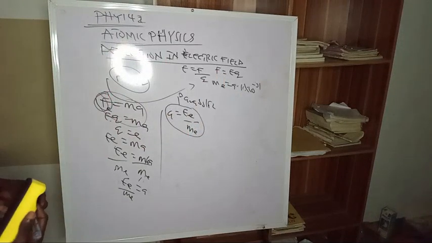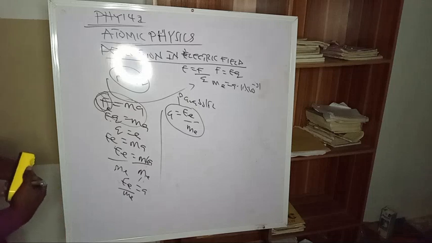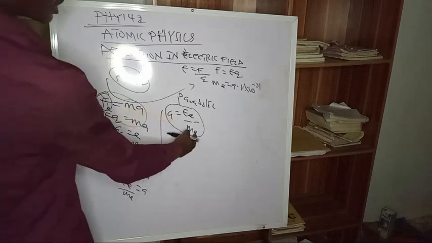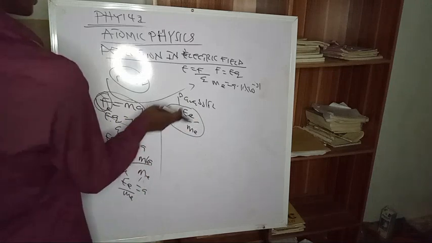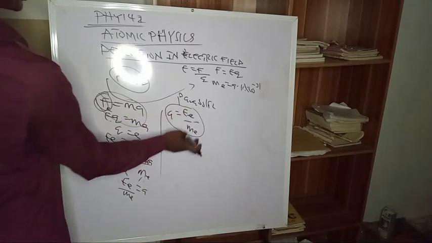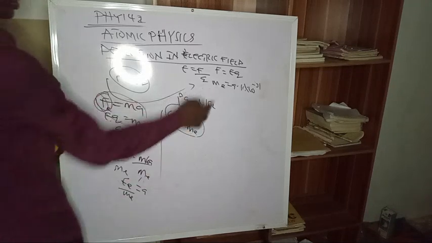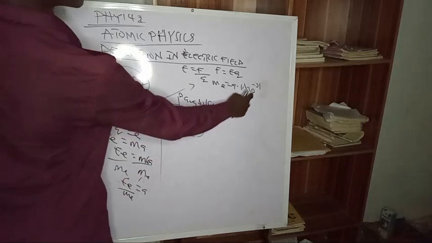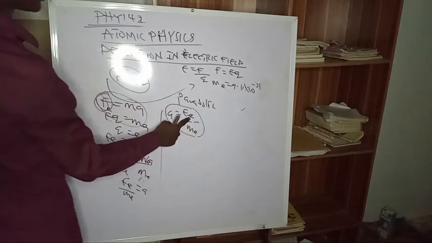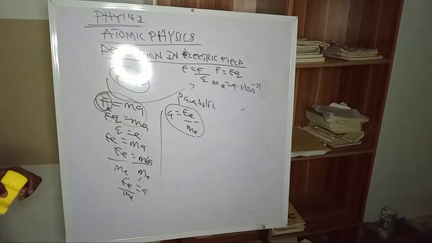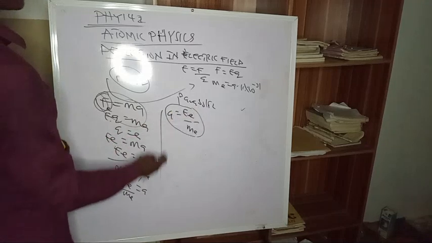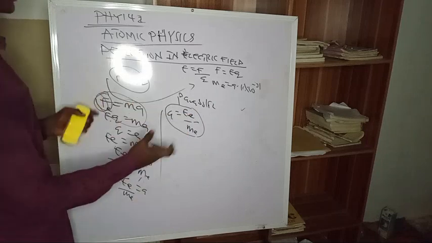When an electron is deflected in an electric field, don't forget this acceleration, this mass of electron, this electric field, and electronic charge. So mass of electron is 9.1 times 10 raised to minus 31 kilogram. Then your electronic charge is 1.6 times 10 raised to minus 19 joules. So that is what we have. E is your electric field intensity; if it's given in the question, find it.